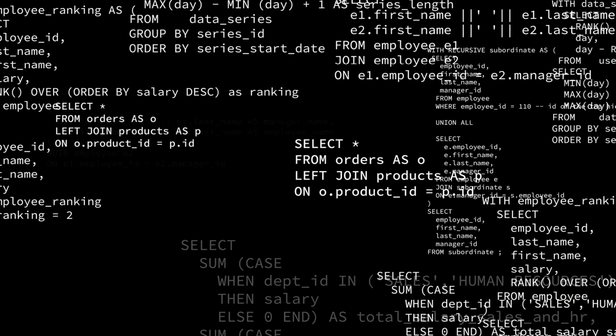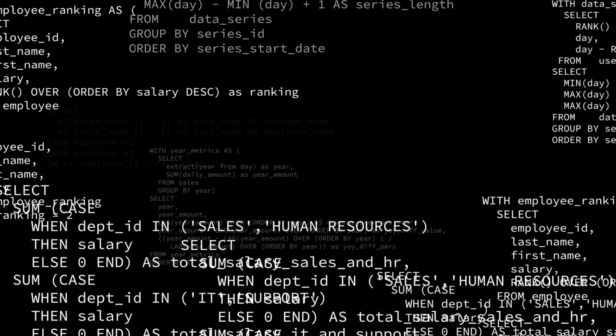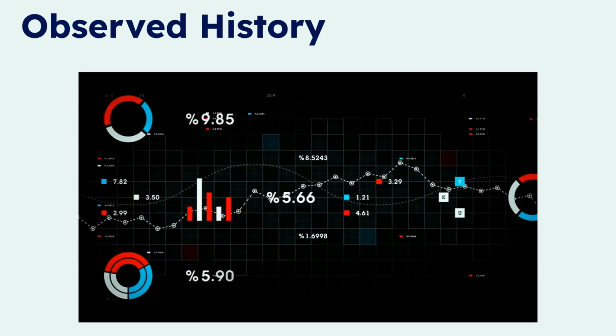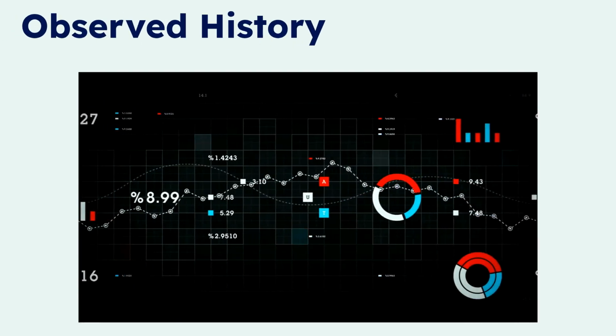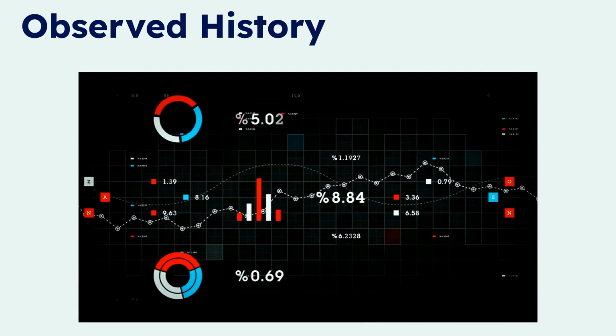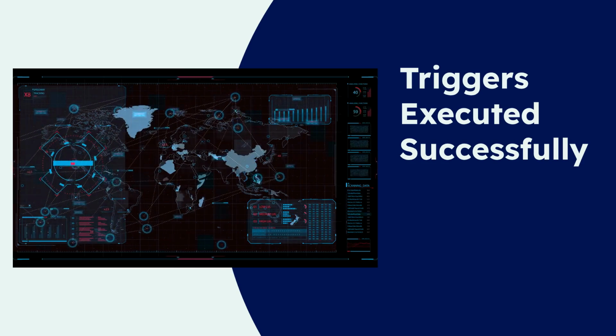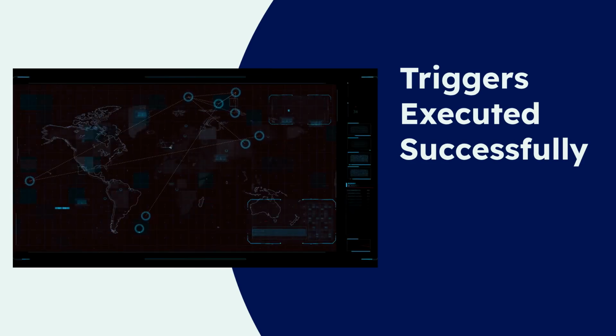We execute the statement, select star from log, to retrieve all entries from our audit table. The results now clearly show the log history, including the initial employee insertions and the most recent employee deletion. This confirms that both the log insert trigger and the log delete trigger executed successfully, demonstrating the power of automated auditing.